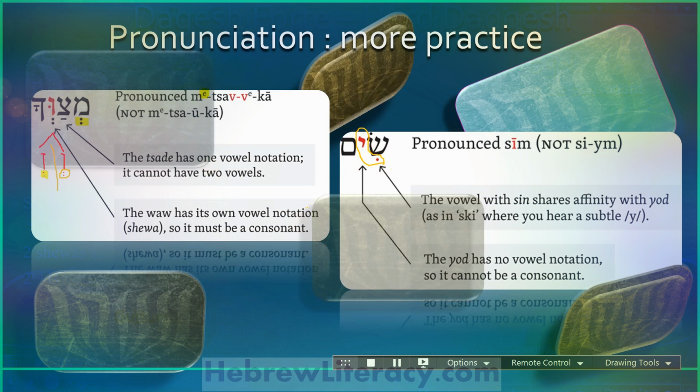Mitzavacha means he commanded you. Sim means he placed or gave, like set on a table or something.